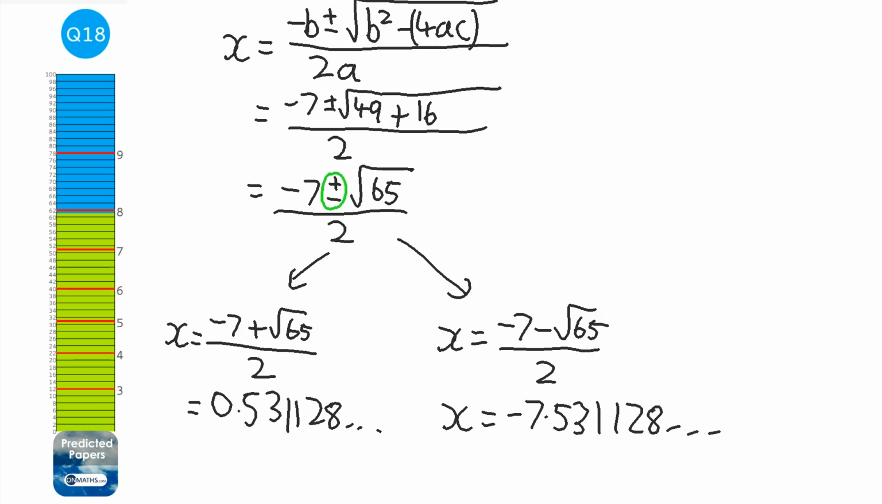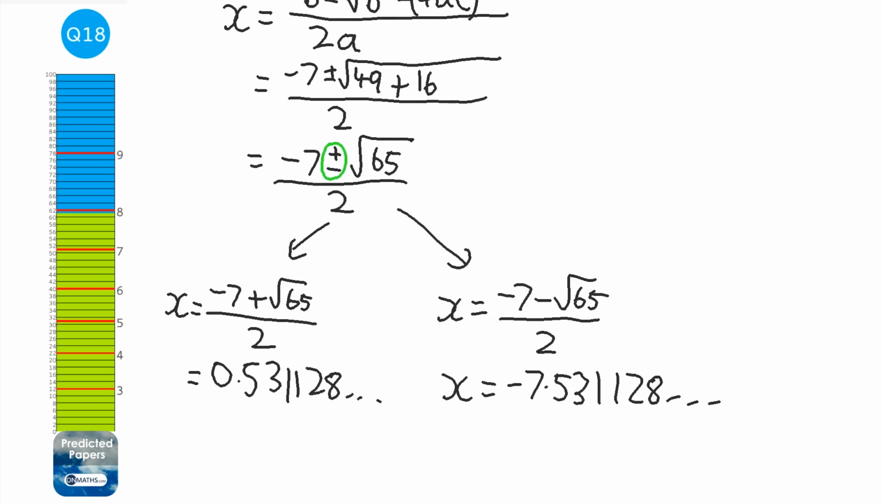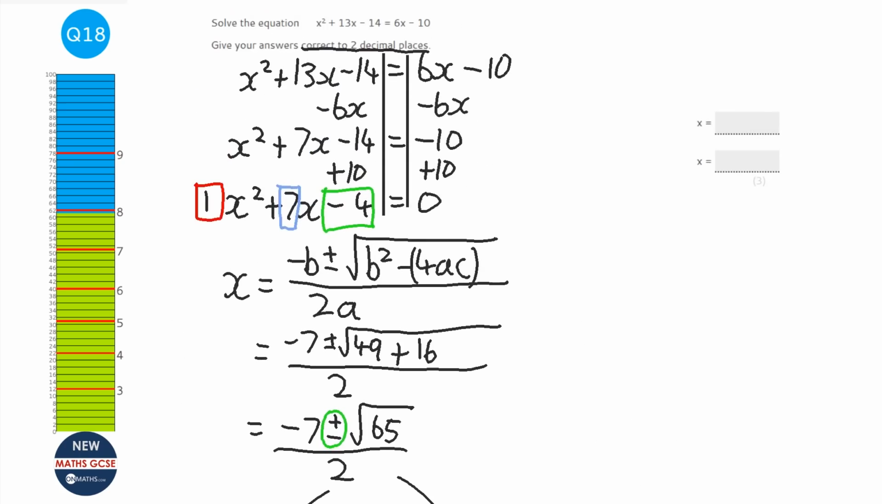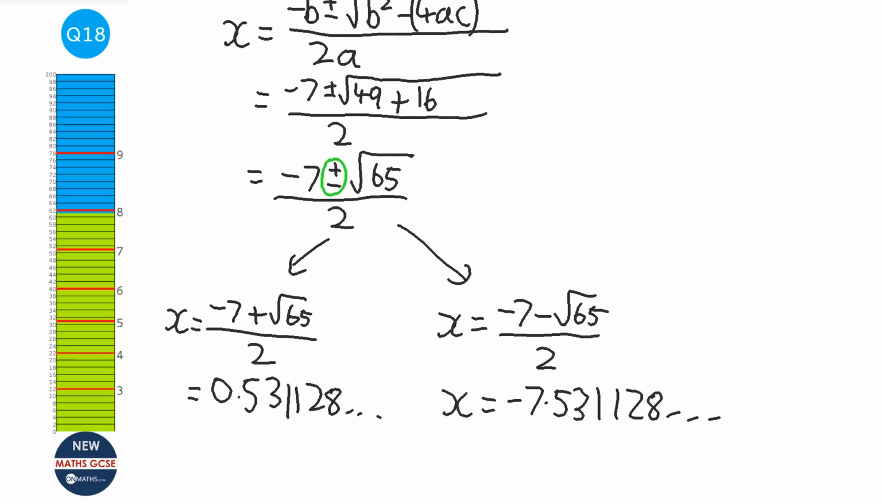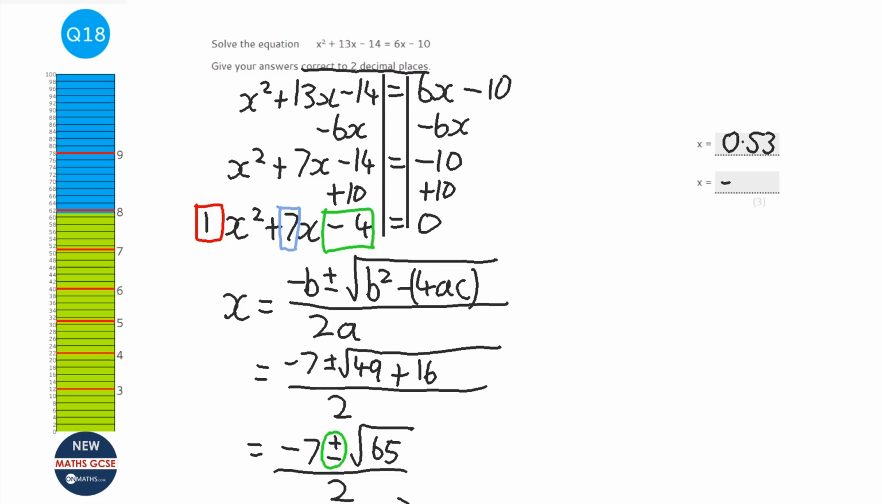7.5531128 and so on. Okay, it says to round it to 2 decimal places, does it? Yeah. So we want 0.53. And minus 7.53. There's our answers.